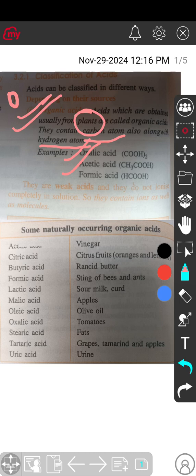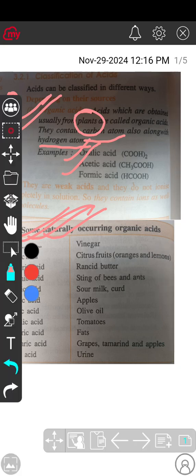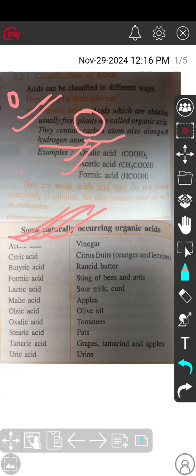Depending on the basicity, we are going to study sometime later. So they do not ionize completely. They contain ions as well as molecules. Some naturally occurring organic acids are these. Please, you have to learn this. It's very important. You can take a screenshot of this if you want, because it's very important.